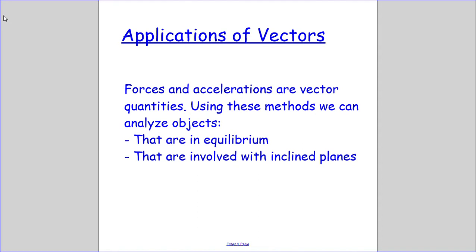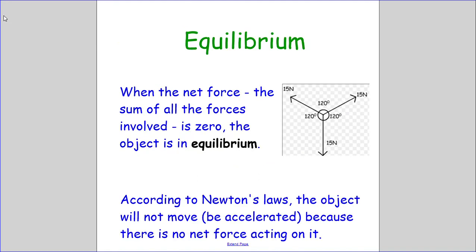So we're going to start off with equilibrium, and the idea behind equilibrium is that you have a force pulling in one direction and you have the same force pulling in exactly the opposite direction. So when it says here, when the sum of all the forces involved is zero, then the object is in equilibrium. Now, the forces have to be in the same plane. So for instance, I have a 15 Newton force here pulling down. I need the exact opposite to happen, 15 newtons of force going up, for it to cancel out.